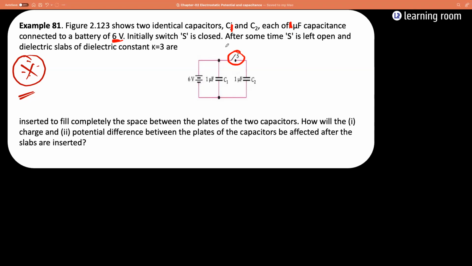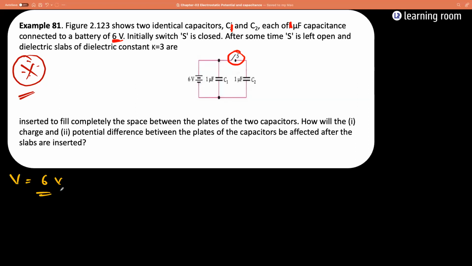So how will the charge and potential difference between the plates of the capacitors be affected after the dielectric is inserted? So tell me how to solve. Tell me the data. How do I even proceed? So V is how much?